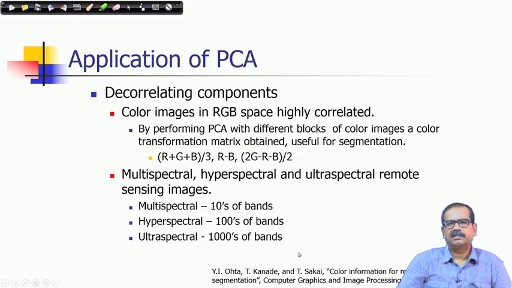Like multispectral, it could be tens of bands, hyperspectral, it could be hundreds of bands, ultraspectral, it could be thousands of bands. You have so many different bands, and how to get an efficient data representation using those bands? At every pixel, if the band number is n, the data dimension is n. So, this kind of dimension reduction becomes very useful.